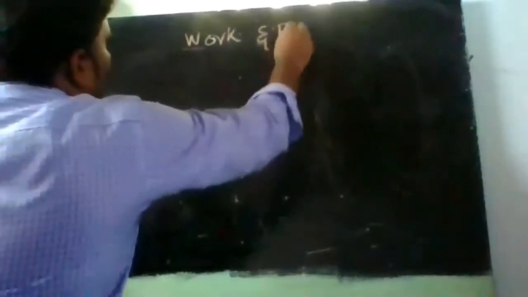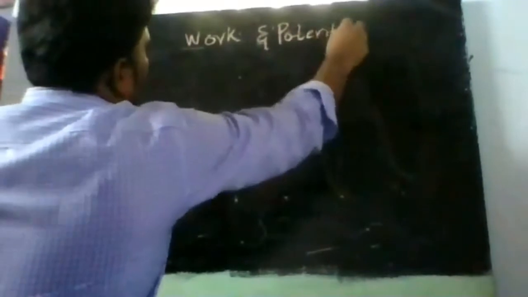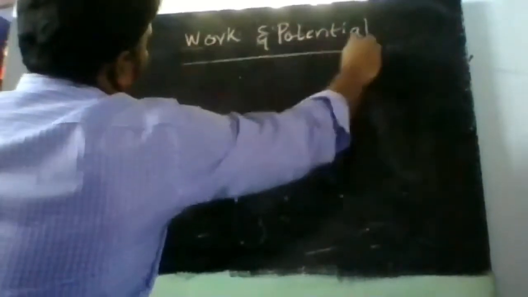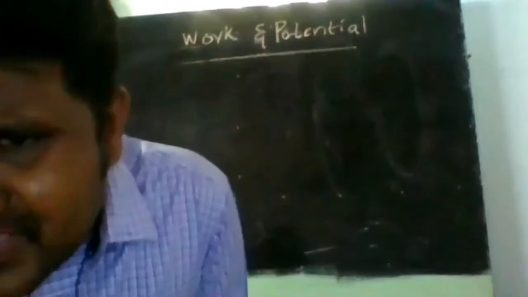So our intention is to find out the electric field intensity. The next part in the first unit of electrostatics is work and potential. As I told you, all these parts are different methods for finding out electric field intensity.